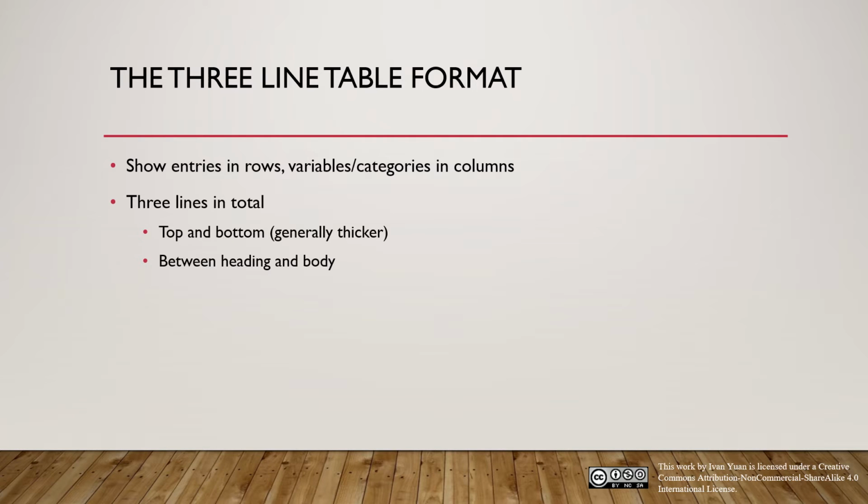Now, let's talk about the three-line table format. So, in a scientific table, we always show different entries to the table in rows, and we show the different variables or categories in columns. And in this table, we only use three horizontal lines. One line at the top, one line on the bottom. These two lines are generally a bit thicker. And there's one more line that will fall between the heading and the body. So, let's look at an example.